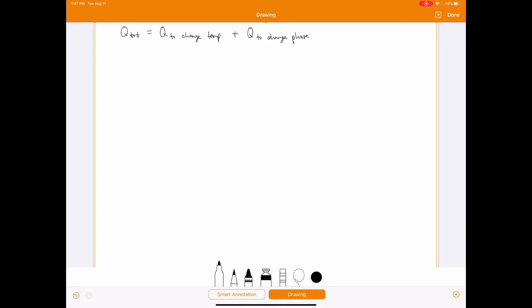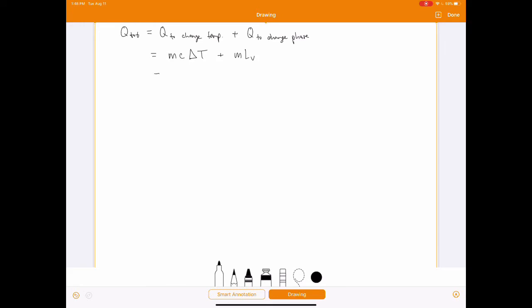Okay? And the way we express the heat required to change the temperature is mc delta T. So the mass times the specific heat times the temperature change. For the phase change, we have M times L. And in this case, it's the latent heat of vaporization.